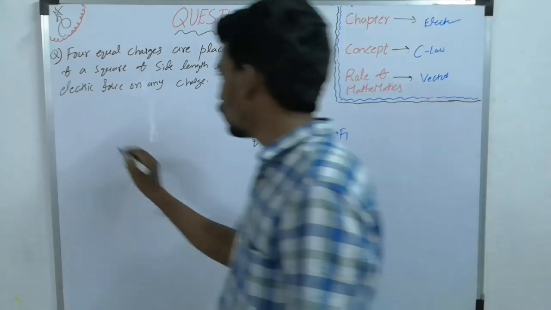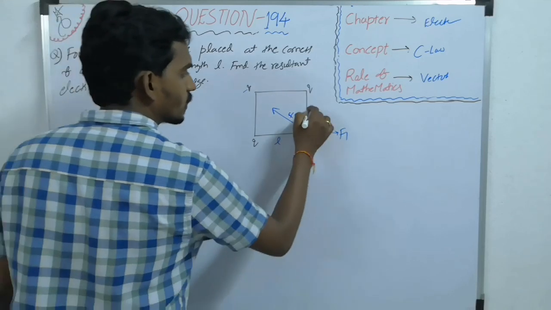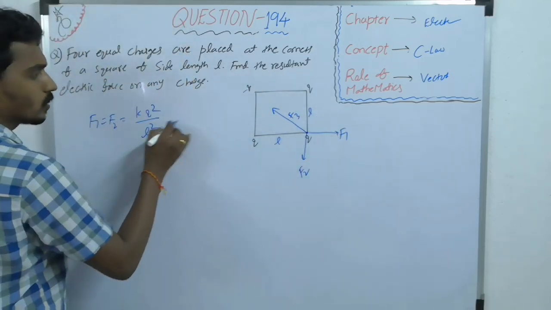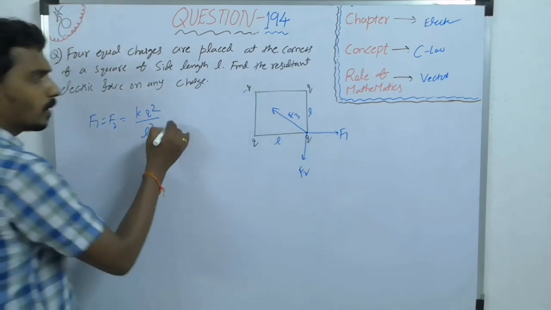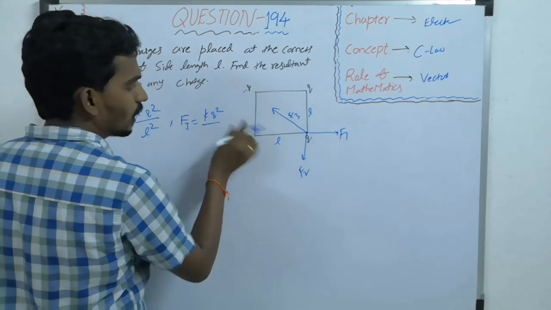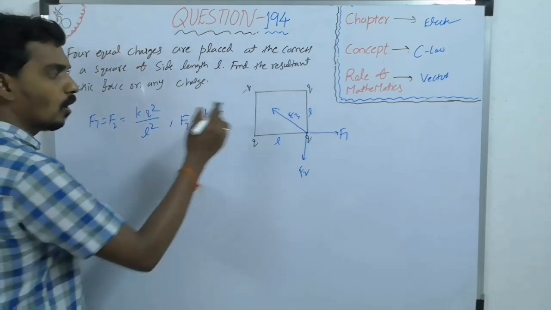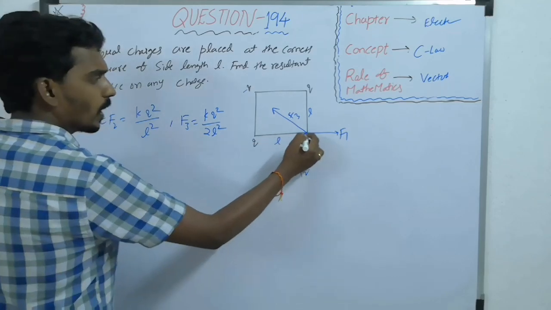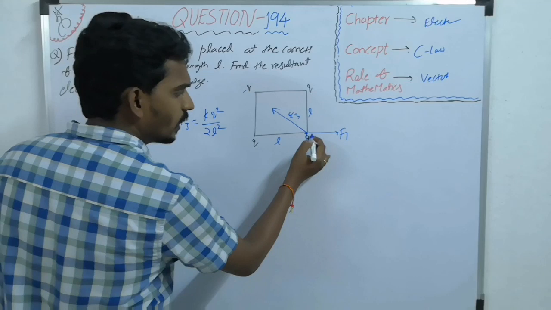Now F1, F2 both are equal. Why? Because charges are same and the distance is same. Let's say L, side length. So K Q square by L square, K Q1 Q2 by L square, Coulomb's law. But F3 is between these two: K Q square by, what is the distance? Length of diagonal, root 2L whole square, 2L square.